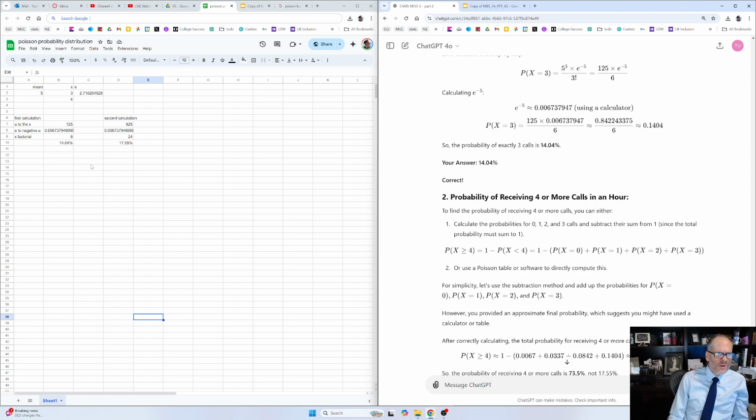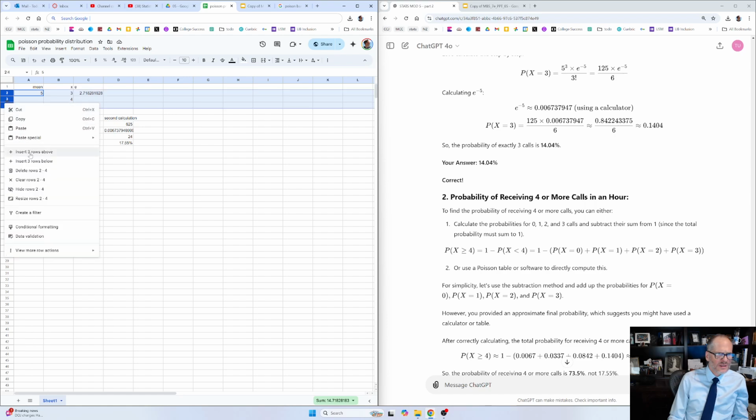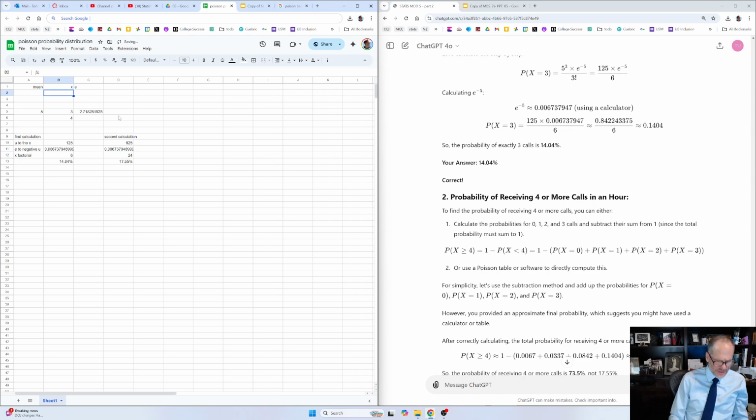So we're going to do 0, 1, 2, and 3. And to do that, I'm going to insert 3 rows above. And we're going to put in 0 and 1 and 2 and then 3 and 4. All right, and then that's our mean.